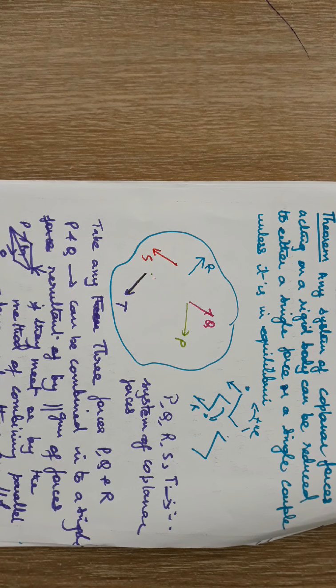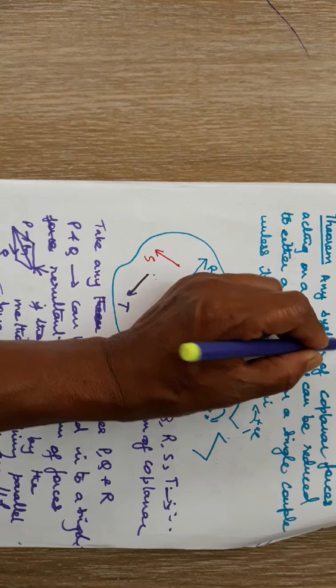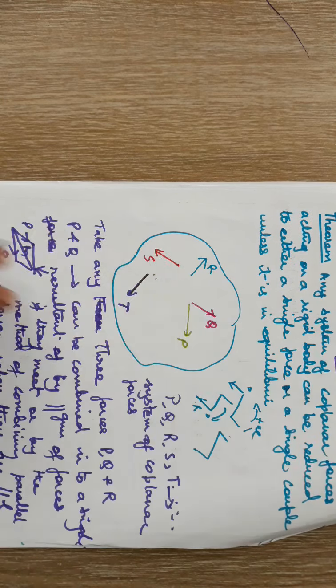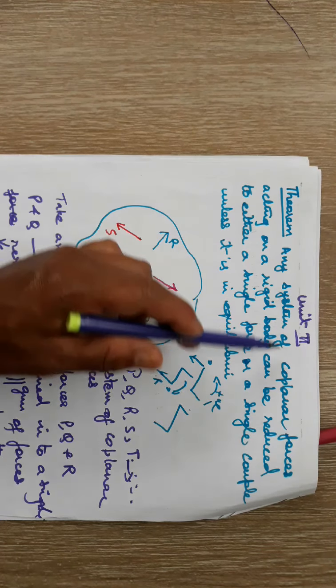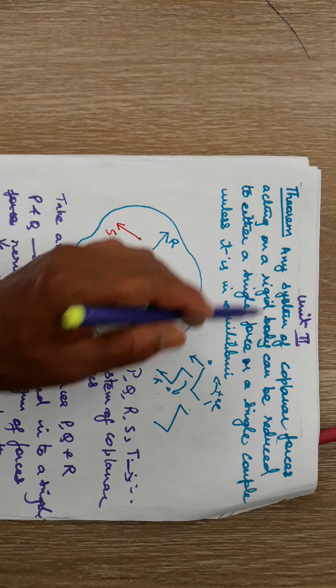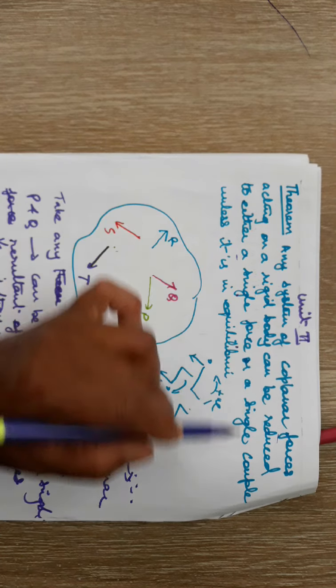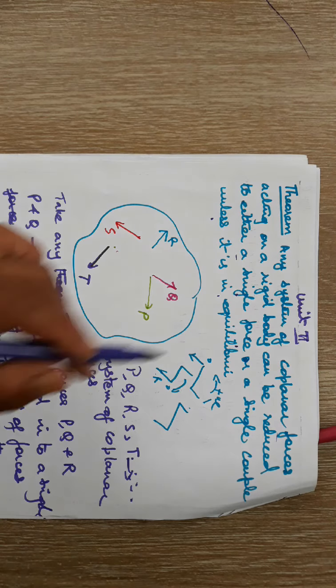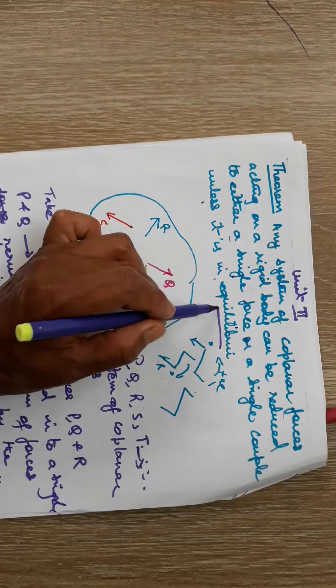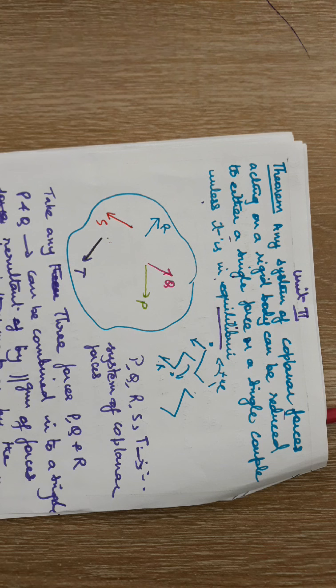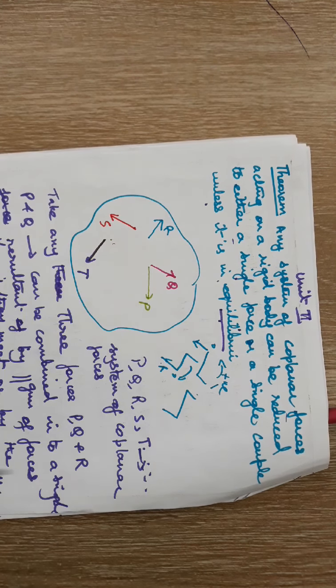Now we come to the main theorem on the reduction of coplanar forces, that is unit 2. So what does it state? Any system of coplanar forces acting on a rigid body can be reduced to either a single force or a single couple unless it is in equilibrium. Equilibrium means a rigid body is said to be in equilibrium if it is either at rest or it is moving with a uniform speed.